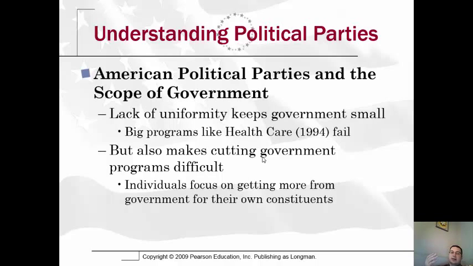So parties, how do they impact the size of government? A lack of uniformity in the party keeps government small. So big programs in healthcare don't work. But also cutting government makes it difficult because the parties have a hard time working with all the people that they've brought in to support the government. As they start to cut programs, they're going to eventually cut programs that somebody in their party really likes, and then you just get people that are going to leave the party, right?